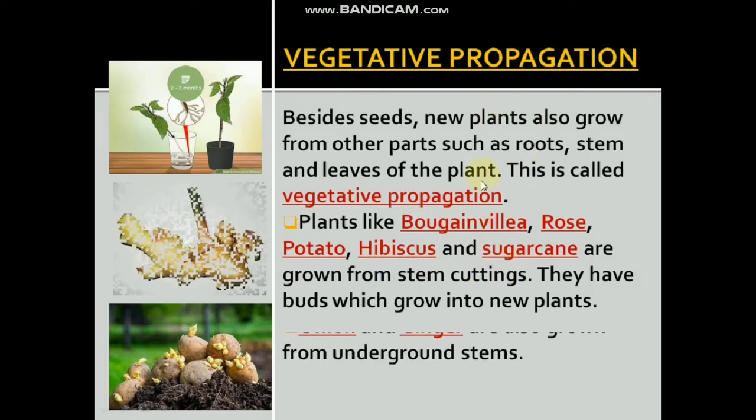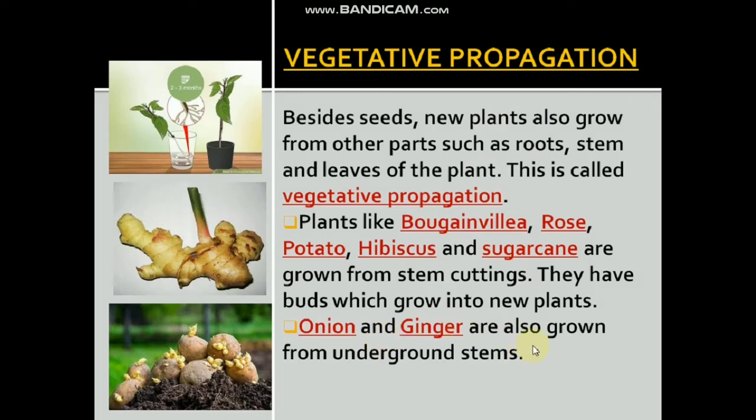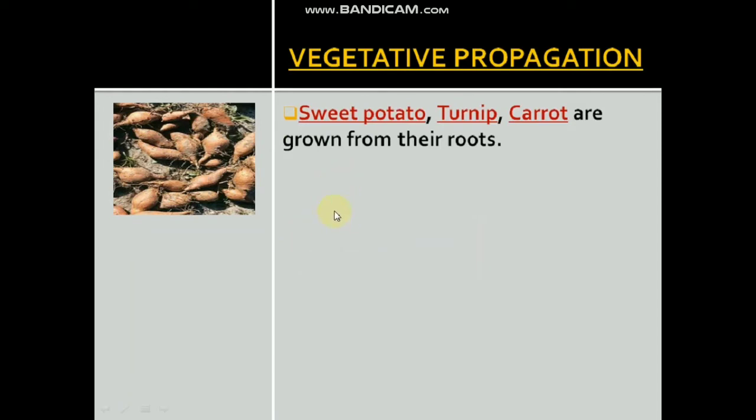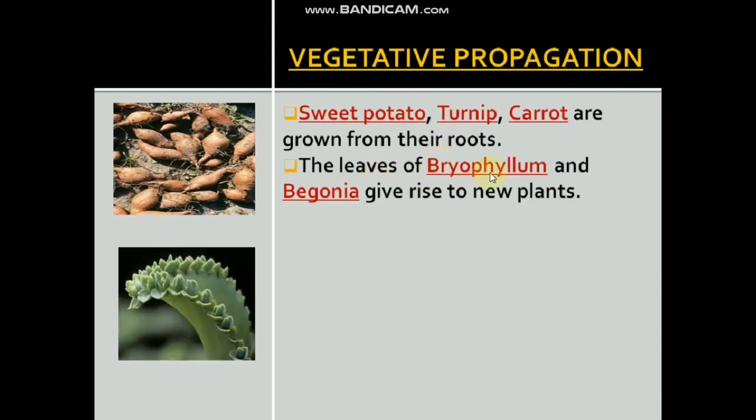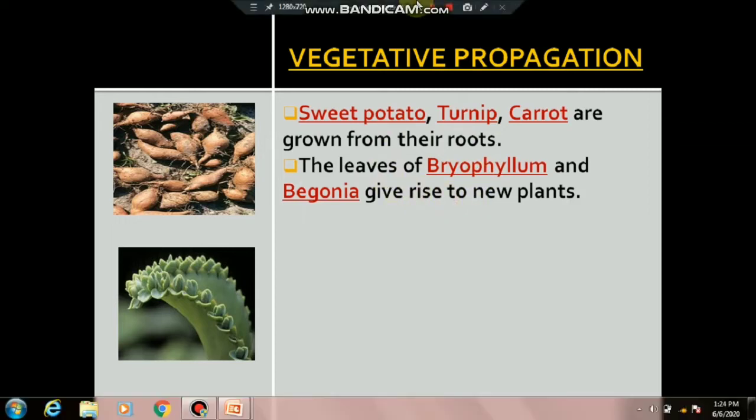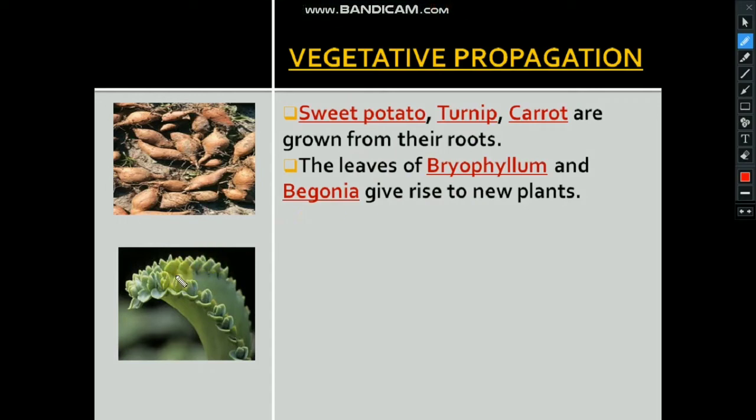Next, onion and ginger are also grown from underground stems. This is the stem of the ginger and new plants are growing from it. Sweet potato, turnip and carrot are grown from their roots. The leaves of bryophyllum and begonia give rise to new plants. In this picture, can you see leaves growing on the bryophyllum plant? Yes, the leaves of the bryophyllum are giving rise to new plants.